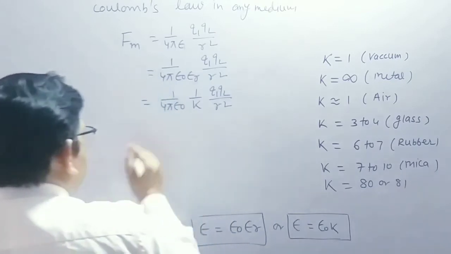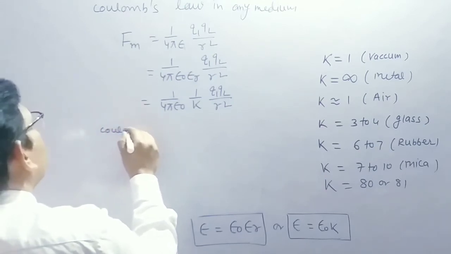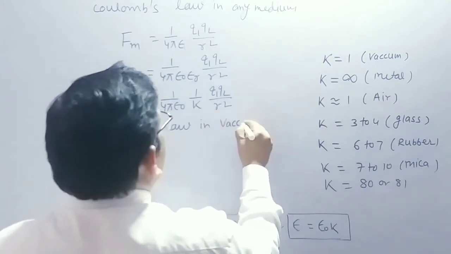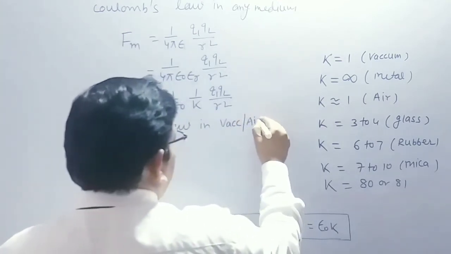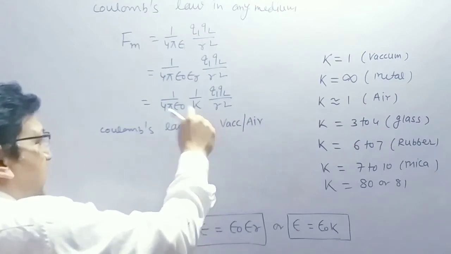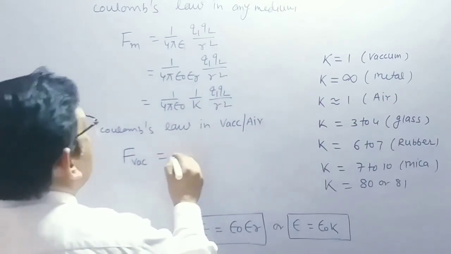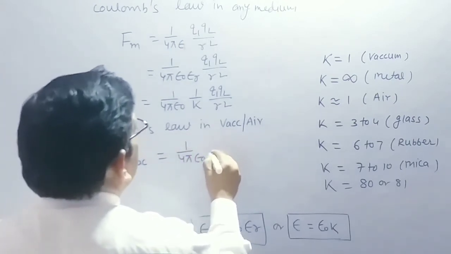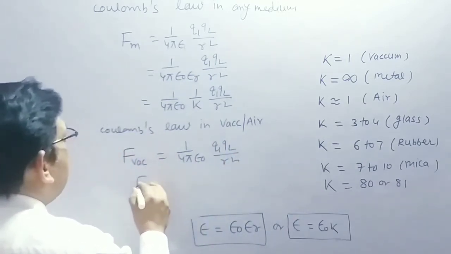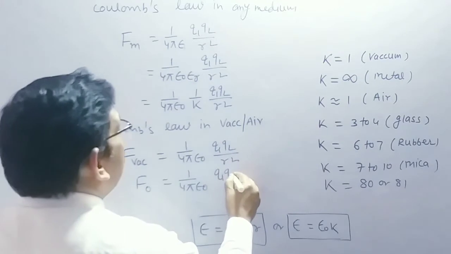Now if you take Coulomb's law in vacuum, or say air, no problem. What is the value of K for vacuum or air? It is nearly 1. So here the value of K becomes 1. So Coulomb's law in vacuum is 1 by 4 pi epsilon naught Q1 Q2 by R square. And this vacuum force we generally express as F naught. And that's why so far we have written Coulomb's law in this format.